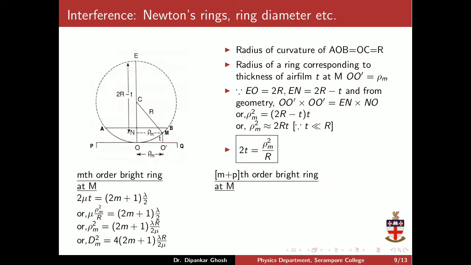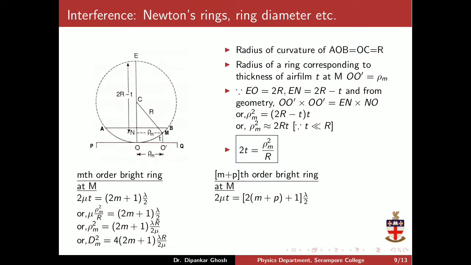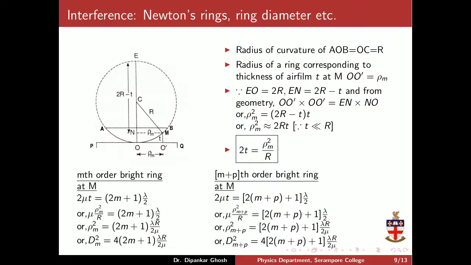So what is dm? Dm is the diameter of the mth order bright ring. In this case, dm is 4 times rho m square. So dm square is equal to 4 times 2m plus 1 lambda capital R by 2 mu. For the m plus pth order, say m is 5 and p is 10, so m plus p will be 15. So for the m plus pth order bright ring, we will have 2 mu t equal to twice m plus p plus 1 lambda by 2. And finally we have d square.